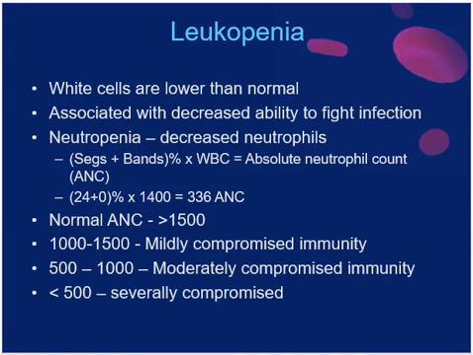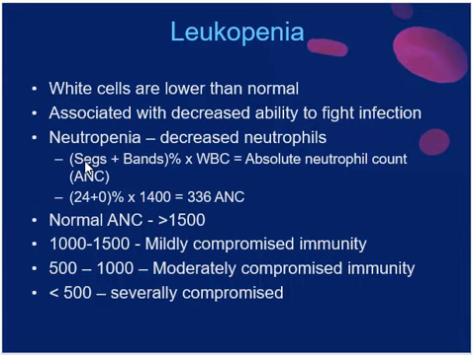So let's talk a little bit about leukopenia. We know that they're white cells that are lower than normal. They are associated with a decreased ability to fight infection. You may hear the term neutropenia, meaning a decreased number of neutrophils, and I use this a lot in practice, but this refers to your patient's ability to fight infection, and there's a calculation that you can do, and we're not going to go into this. I just put it here as a reference should you need it in the future.